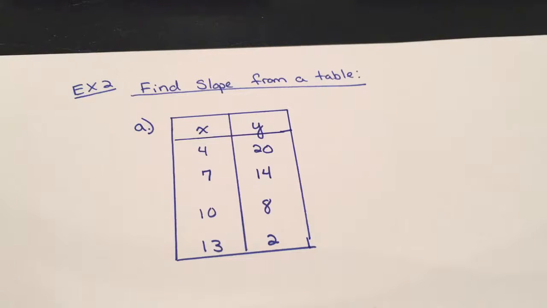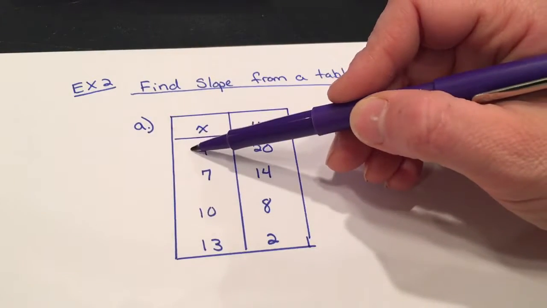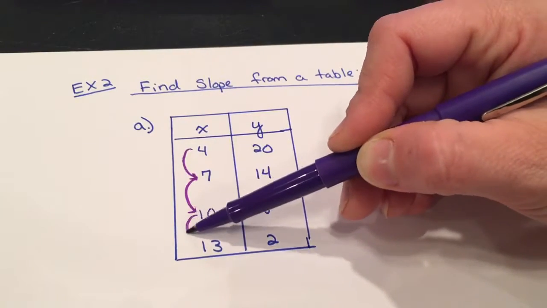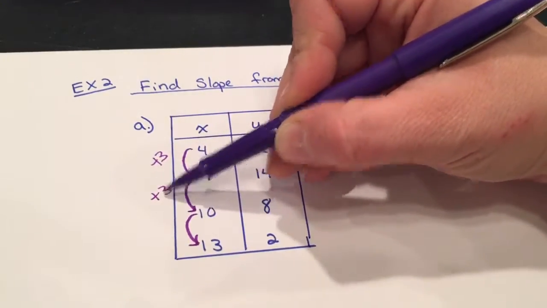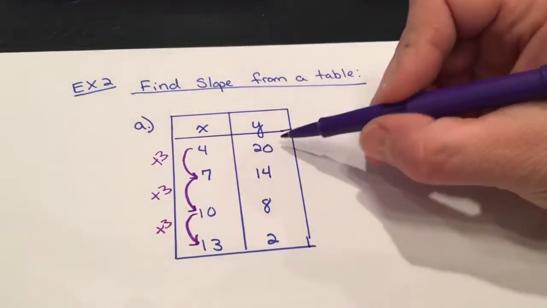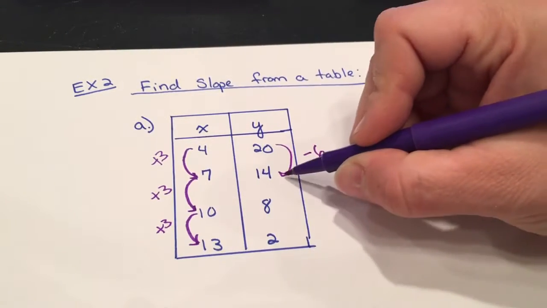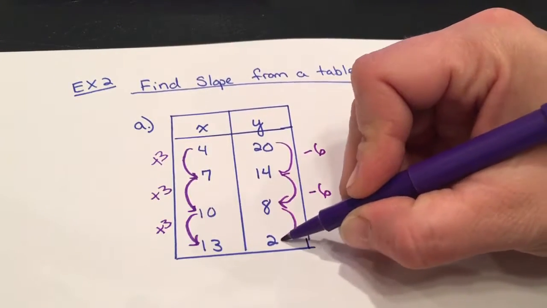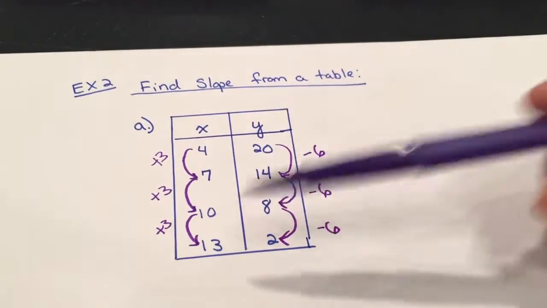Okay, so here we are for example 2, and this is to find slope using a table form. If we are increasing at a common amount every time, in this case it's +3, +3, and +3, and my y's are decreasing 6, decreasing 6, and decreasing 6, so we know it's linear because we have a constant rate.